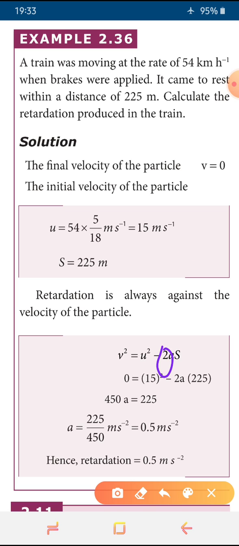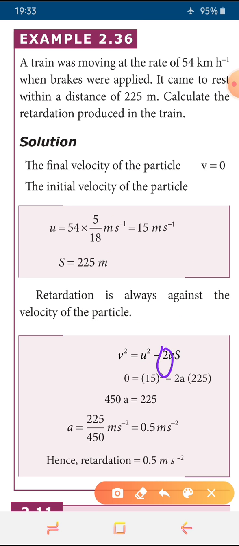We are substituting u square as 15 square, minus 2a, only a we have to find out, and the distance is given as 225. Now we do cross multiplication, sorry, we alter left and right. Then a, cross multiplication, then we find the answer. a is equal to 0.5 meter per second square, and this is called retardation. This retardation value is 0.5 meter per second square.